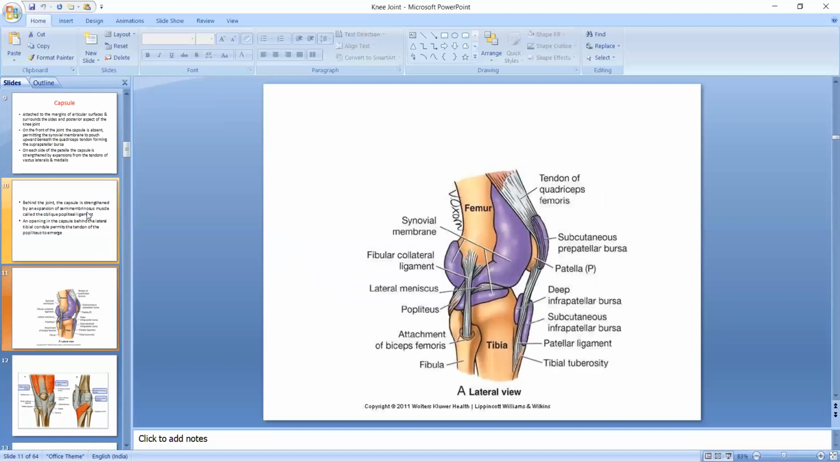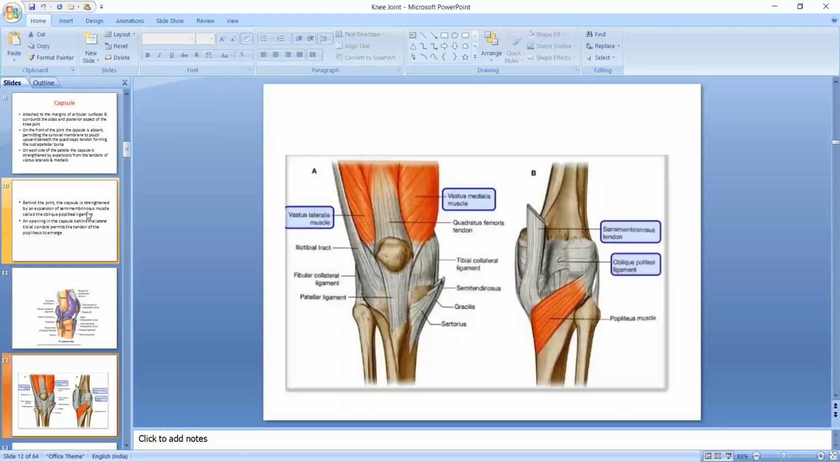So we can see here a lateral view of the knee joint, and we can see many types of ligaments and the patella also. And clearly we can see the vastus lateralis muscle, the vastus medialis muscle, the semimembranosus tendon, and the oblique popliteal ligament also.